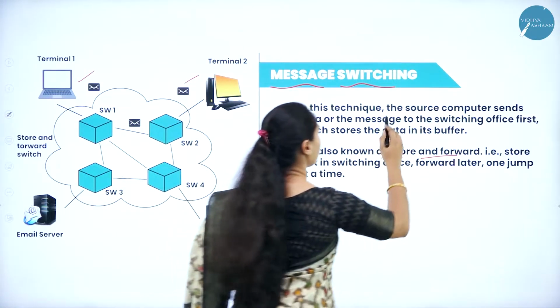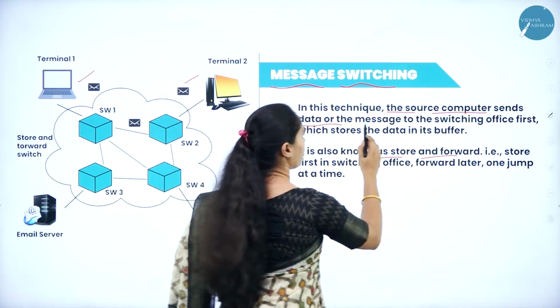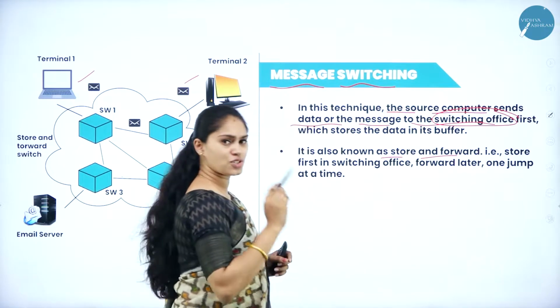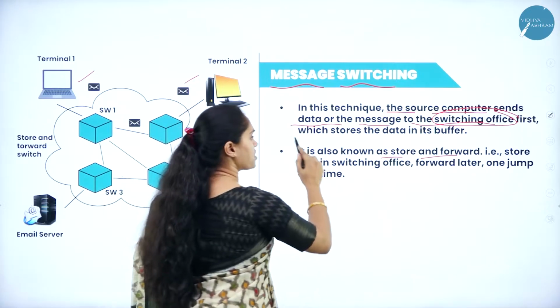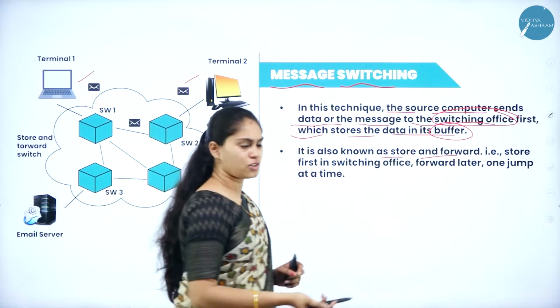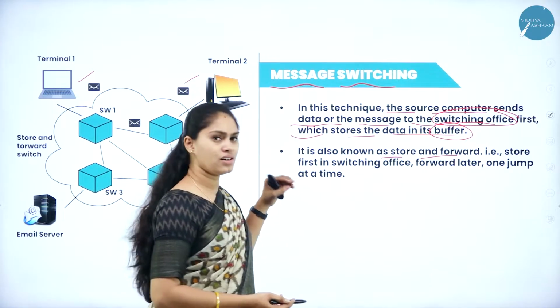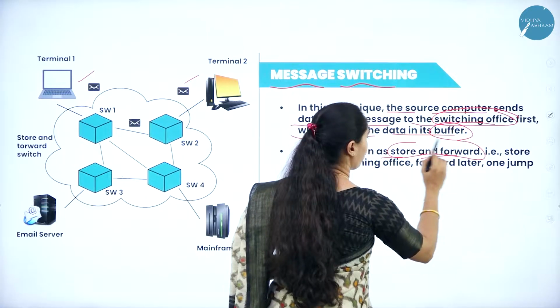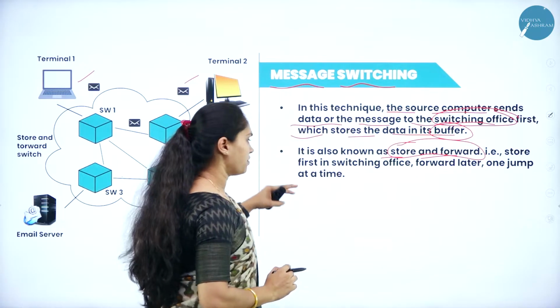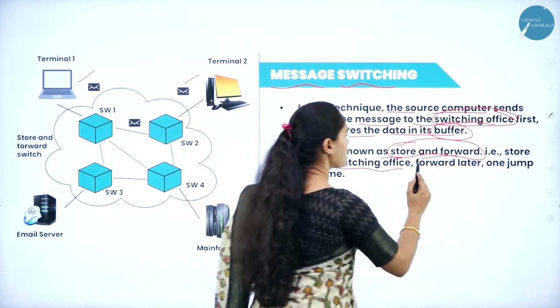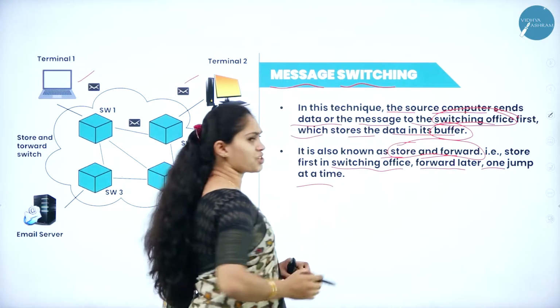later. So in this technique, the source computer sends the data or message to the switching office first. The message reaches the switching office first, which stores the data in its buffer. After that, it is forwarded to the receiver at a time. That means it is also called what? Store and forward method. Why? Because it stores the data, information or message first in the switching office, then forwards it later. So one jump at a time.